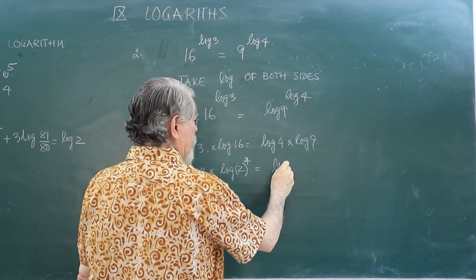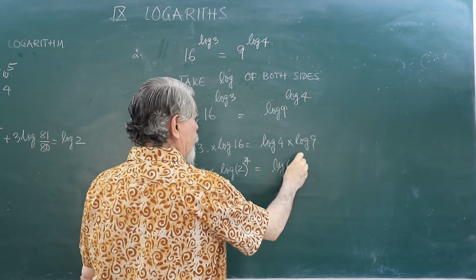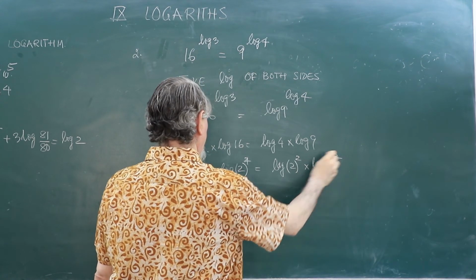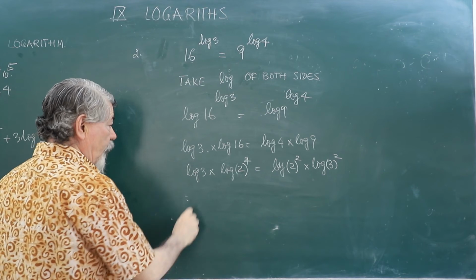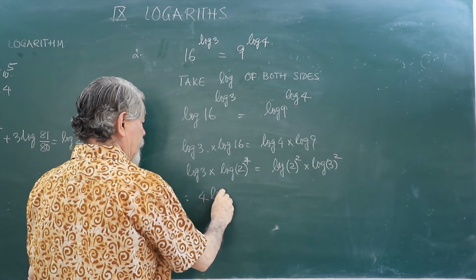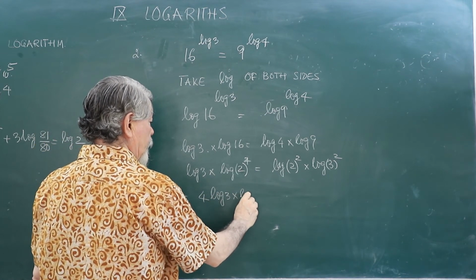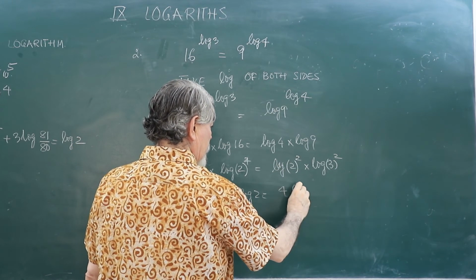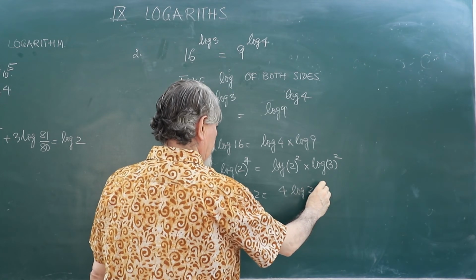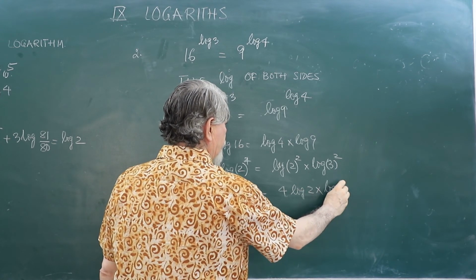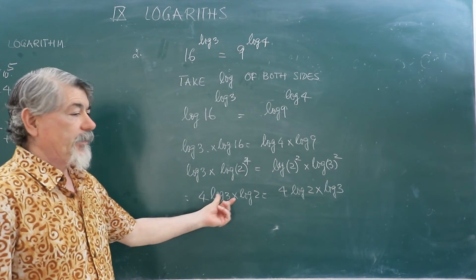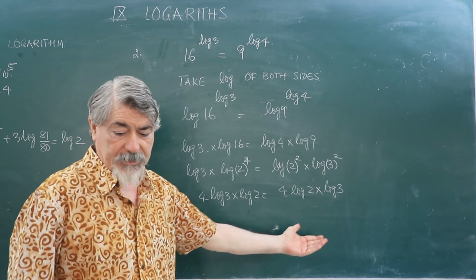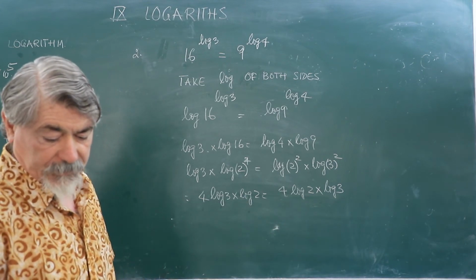Log 2 to the power 2 into log 3 to the power 2. So it will come 4 log 3 into log 2, and this will be 2 to the 4 log 2 into log 3. Both sides are equal. 4 log 3 into log 2 is equal to 4 log 2 into log 3. So both sides are equal. You can see that clearly.